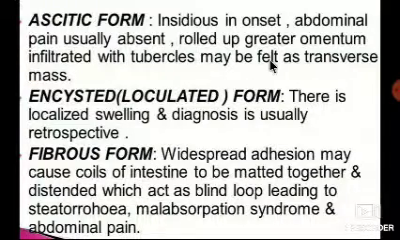Here abdominal pain is usually absent. Rolled up greater omentum infiltrated with tubercles may be felt as transverse mass. Talking about encysted or loculated form, there is a localized swelling and diagnosis is usually retrospective. Talking about fibrous form, widespread adhesion may cause coil of intestine to be matted together and distended, which act as blind loop leading to steatorrhea, malabsorption syndrome and abdominal pain.